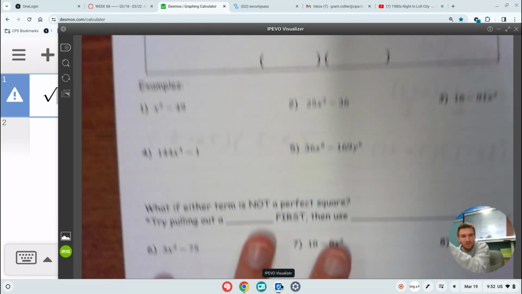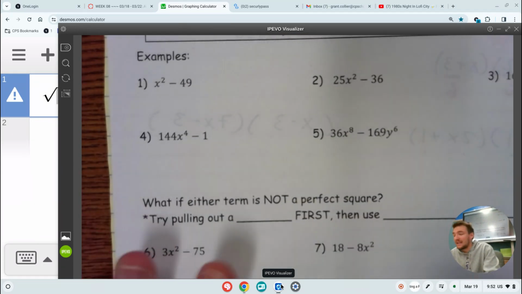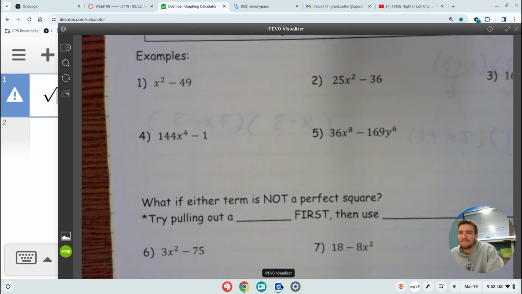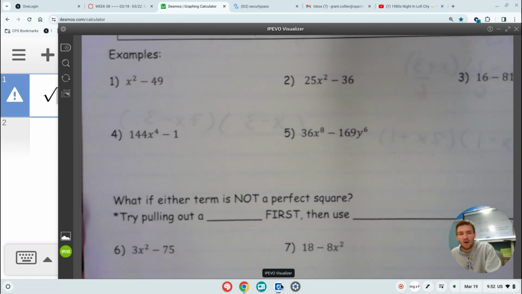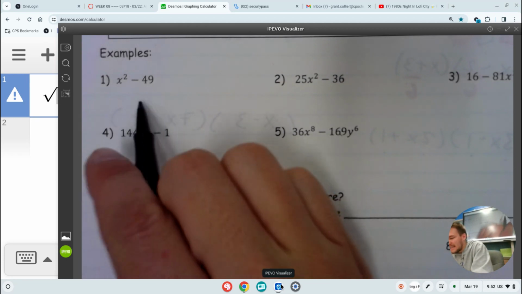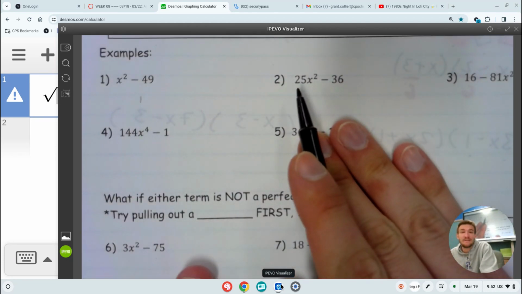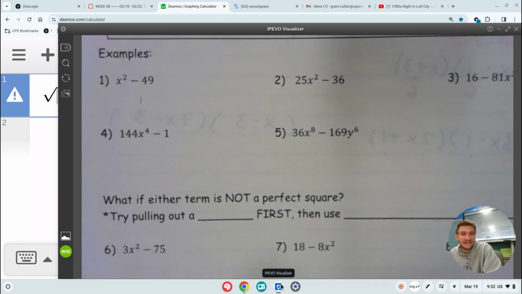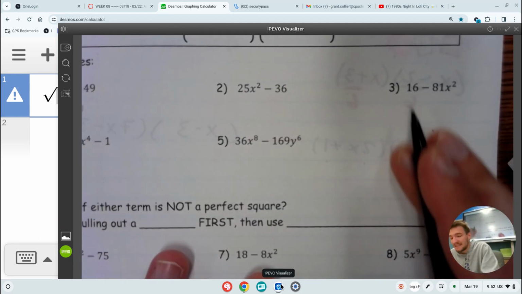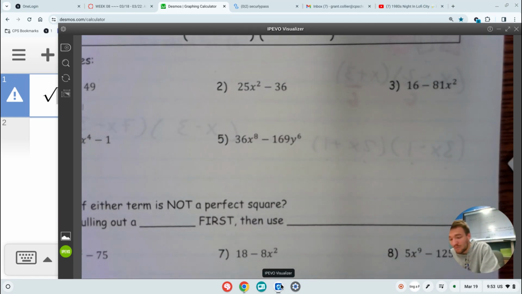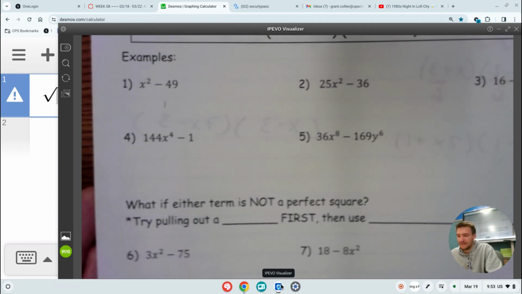So for example, when I see a question like number 1, I'm like, oh, 49, nice, that's a perfect square. Okay? And so when you look at all of these here, nice, that's a perfect square. Nice, 25, that's 5 times 5. 36, that's 6 times 6. 16, that's 4 times 4. And 81, that's 9 times 9. All of these are perfect squares.